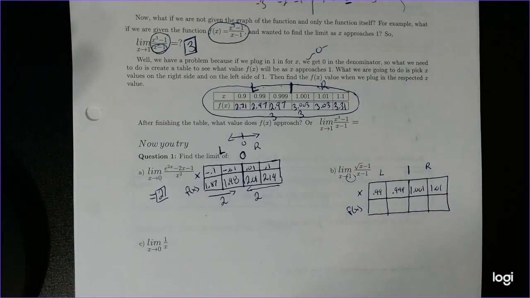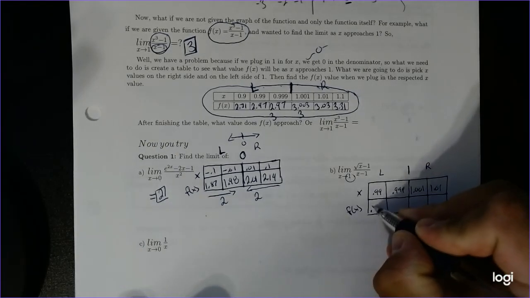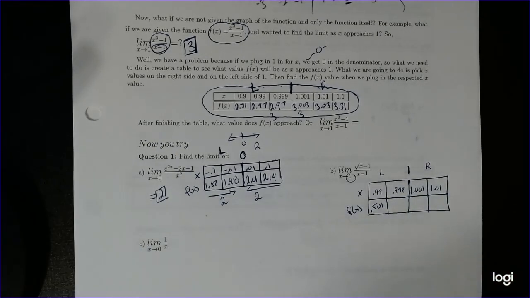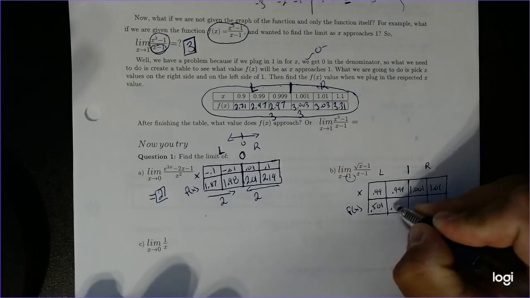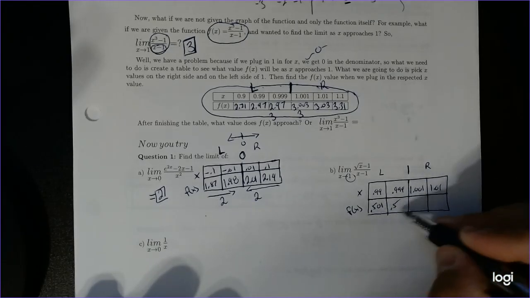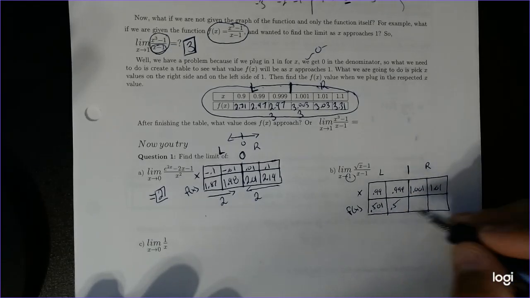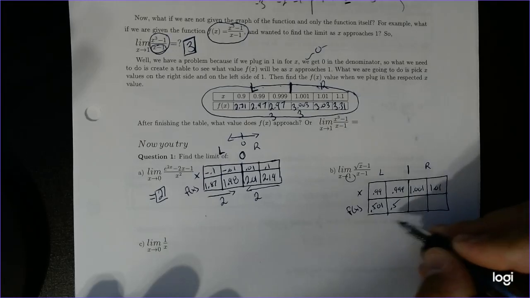So 0.99. This gives us approximately 0.501. Get even closer with another 9. And it's pretty much exactly 0.5. That's interesting. Okay, so I'm not really sure what's going on. Maybe it's a decimal, so maybe it's 0.5.